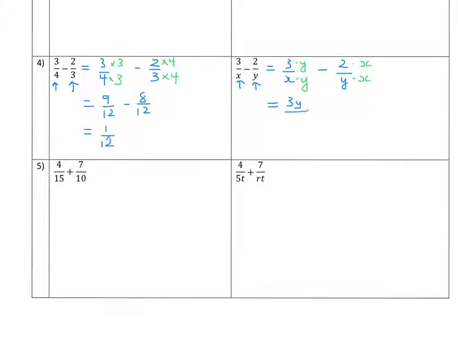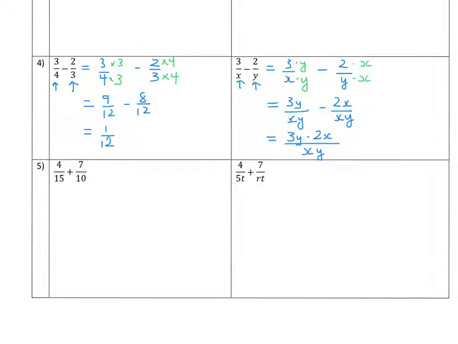That leaves me with a 3y over an xy, take away a 2x over an xy. So y times x and x times y are the same thing. Now, these top things, 3y take away 2x, those are not like terms. I cannot make them any simpler. I'm just going to write that as 3y minus 2x all divided by xy. That's as simple as we can get with that. Now, of course, there are restrictions with these questions on the variables, but I haven't focused on that for these particular questions. All right, now this is where we start to get a little bit more complicated.